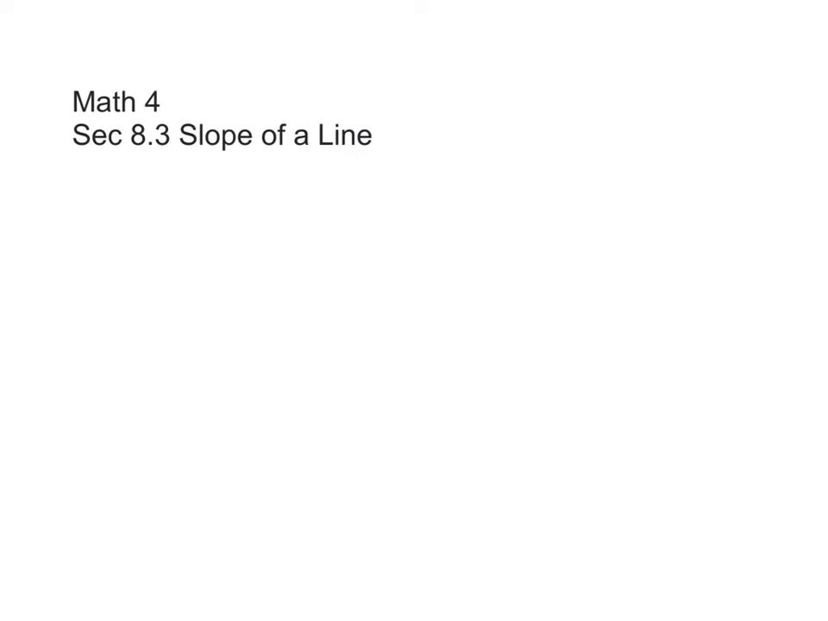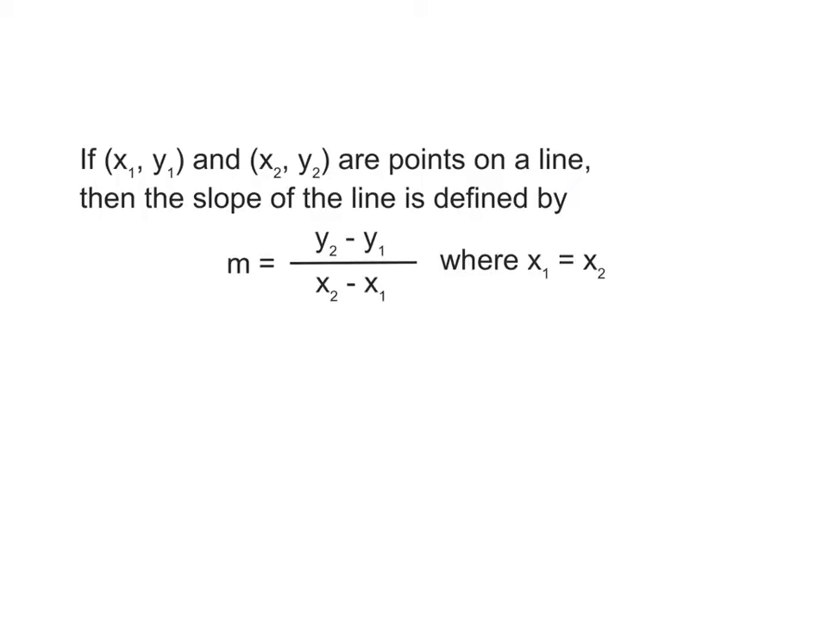In this lesson, we look at how to calculate the slope of a line. To find the slope of a line, we're going to use two separate points. We'll indicate the first one with subscript 1 and the second one with subscript 2. The slope of the line is then defined by rise over run, or the vertical change divided by the horizontal change. Algebraically, we can use y2 minus y1 divided by x2 minus x1. So as long as x1 and x2 are not equal to each other, the slope is going to be defined.